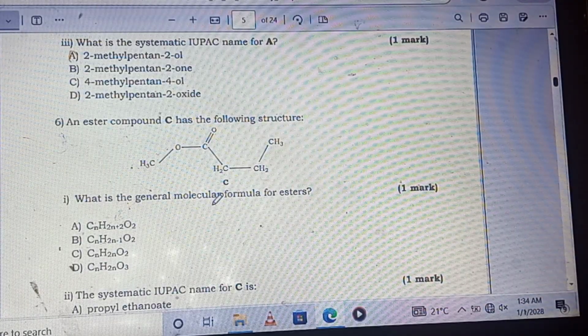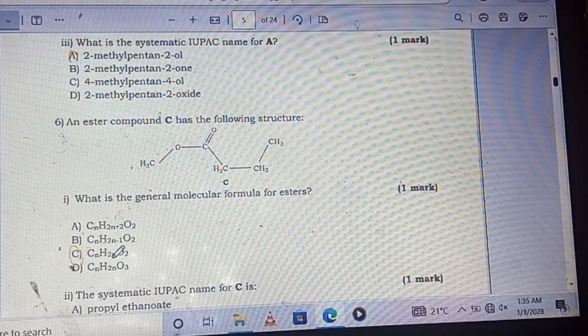Question 6. An ester compound C has the following structure, as you see. What is the general molecular formula for an ester? The correct answer is letter C, CnH2nO2. The C is carbon, n is any number, hydrogen is 2 times n, and this is oxygen 2.